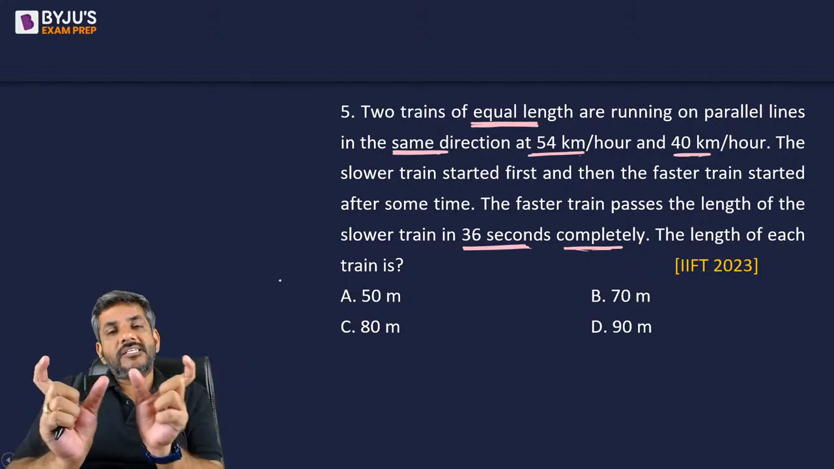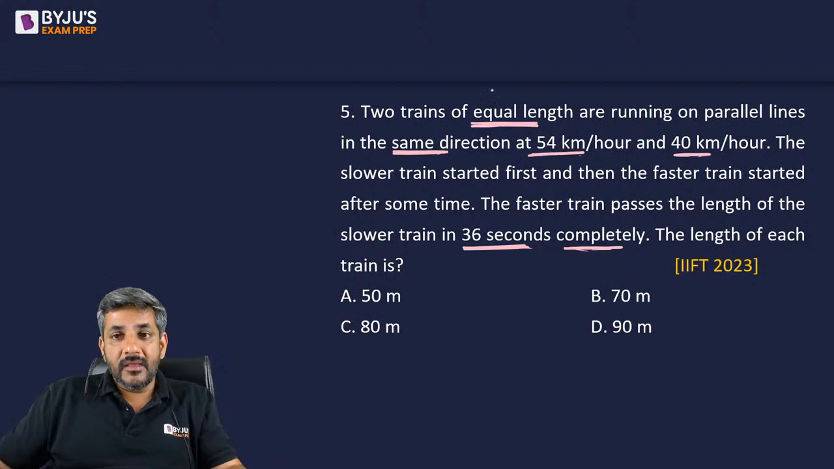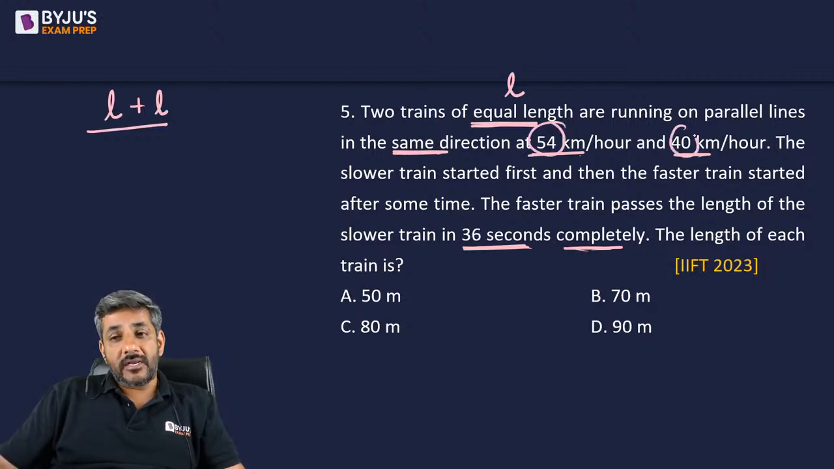When a train crosses another train, the total length covered is the sum of their lengths. They both are of equal length. Let us say the length is L. So L is the length of the faster train plus L is the length of the slower train. This is covered at a relative speed of 54 minus 40 because they are running in the same direction. That is 14. But let's convert it into meters per second, so multiply by 5 divided by 18.